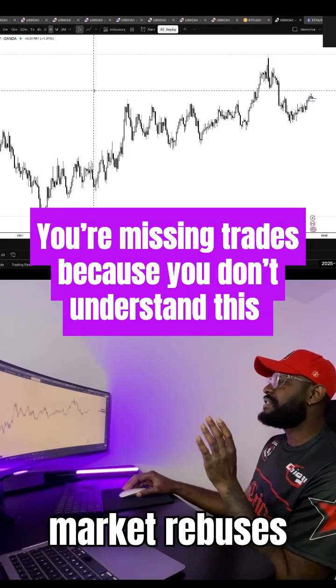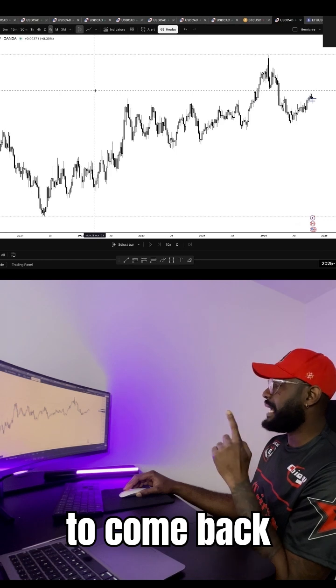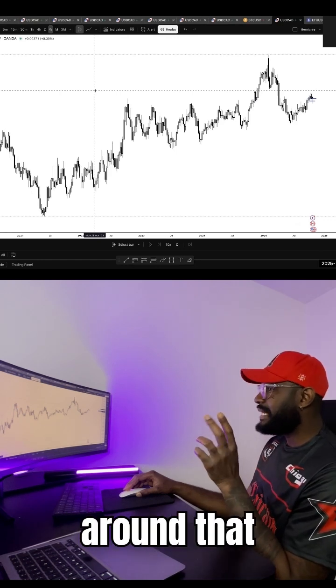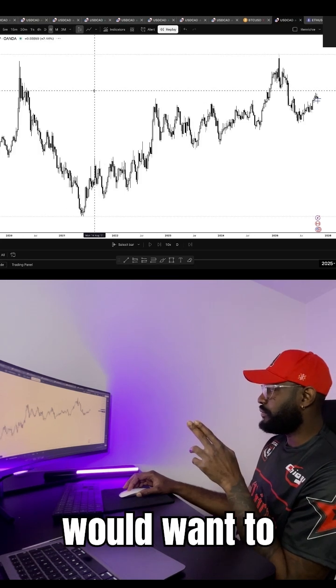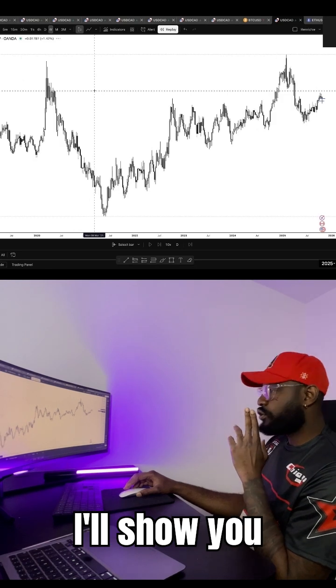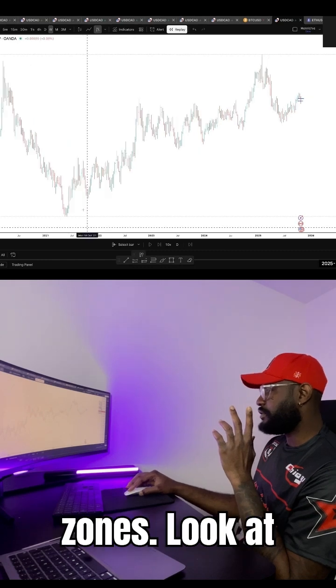When the market reverses from a certain key level, price usually wants to come back, either to the open or the close, to mitigate something around that zone and continue, whether that wants to go to the upside or the downside. So I'll show you a few examples. That's what we're going to focus on, the reversal zones.